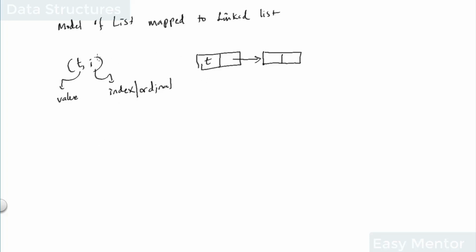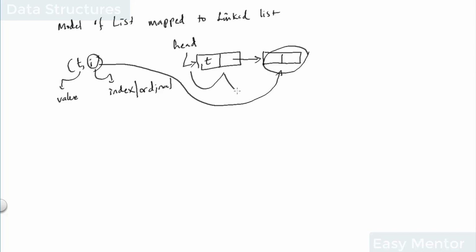Now, how do we map the index or the ordinal of the list abstract data type to a linked list? The index can be pointed to the distance between the node and the head of a linked list. So in this particular case, this node has a distance of 2 from the head. So we can consider that this node has an index of 2.